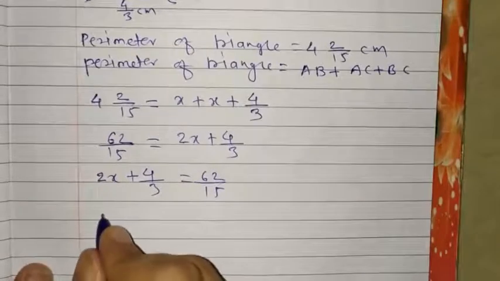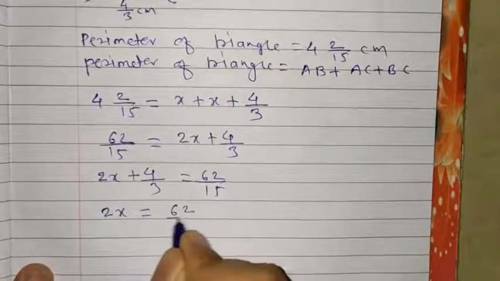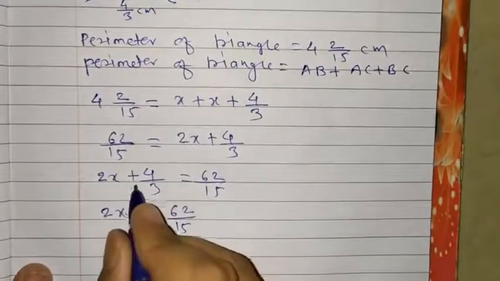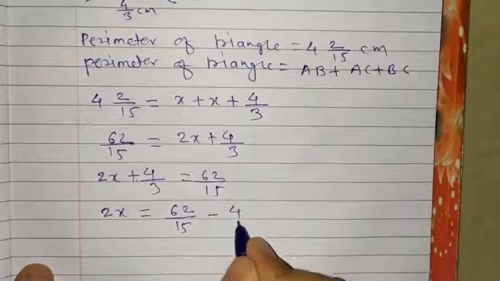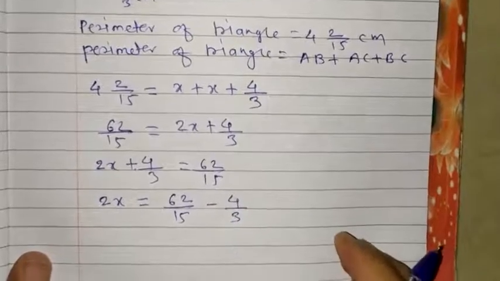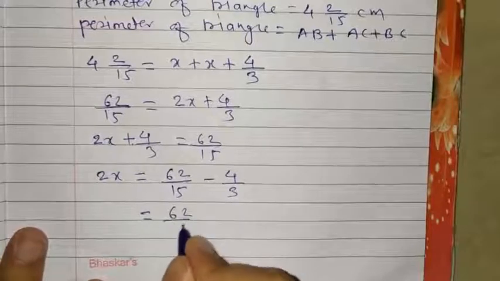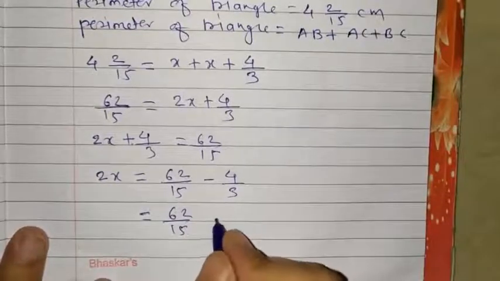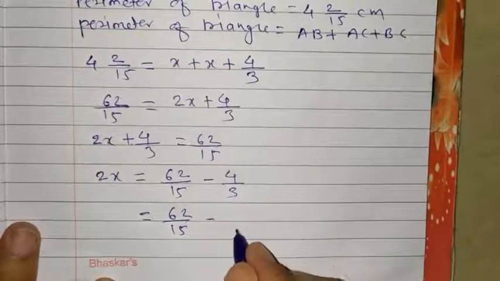So it is 2x equal to 62/15. Here the plus sign is there, change the side means it will be minus 4/3. So it is finally 62/15. I want the denominator the same. So how will the 15 come? 5 into 3, it is 15.